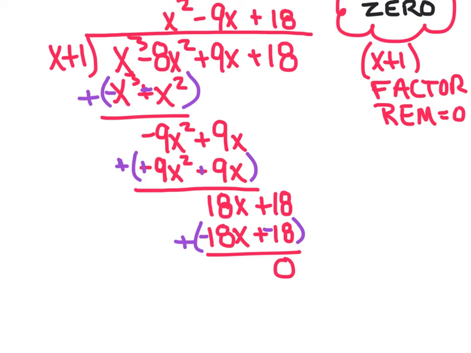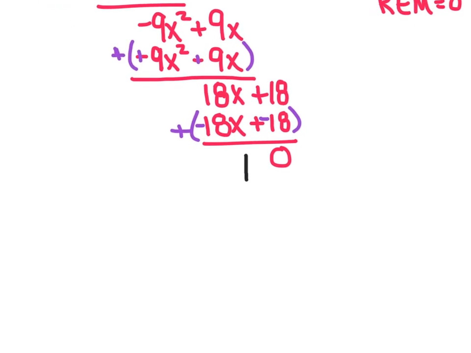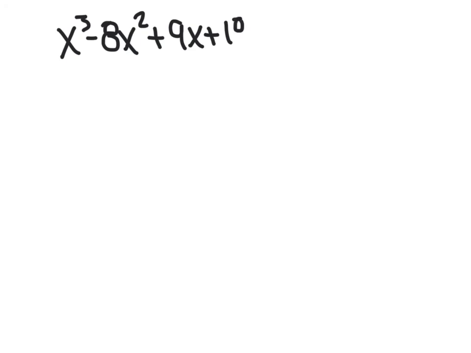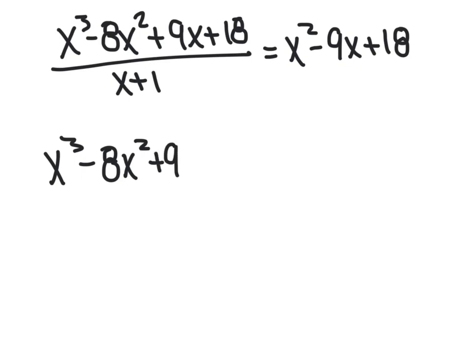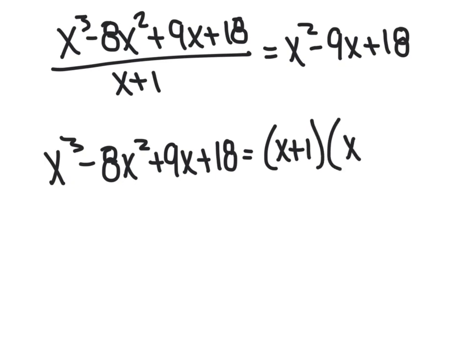So my goal now is to rewrite the entire problem as a quotient. Let's see if I can slide the screen here a little bit. Okay, so as a quotient, we could say x cubed minus 8x squared plus 9x plus 18 divided by x plus 1 turned out to be x squared minus 9x plus 18. Now let's rewrite the quotient in terms of a product. We know that x cubed minus 8x squared plus 9x plus 18 is equal to the divisor multiplied by the quotient.